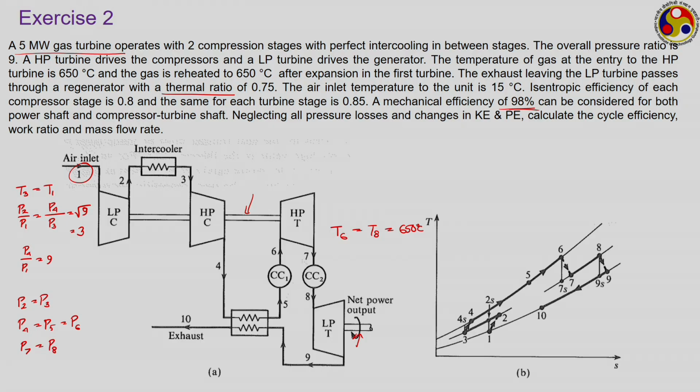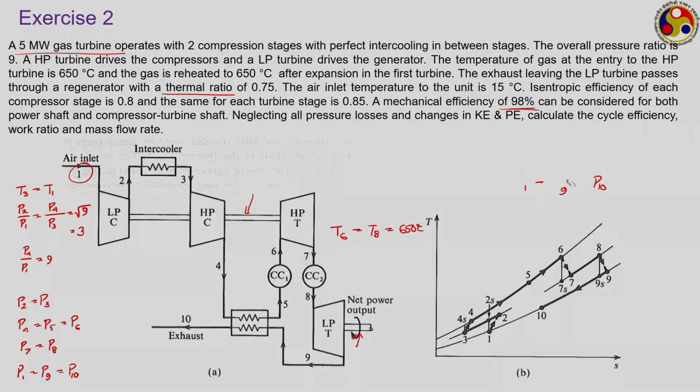Also, from the TS diagram we can say that the pressure of air at the inlet to the LP compression stage should be equal to the pressure at the end point, that is we have P1 equal to P9 equal to P10.